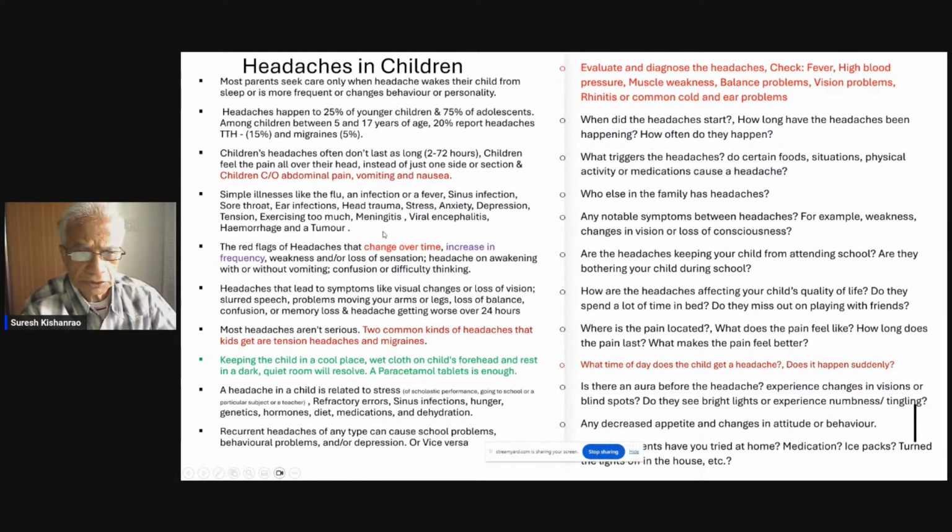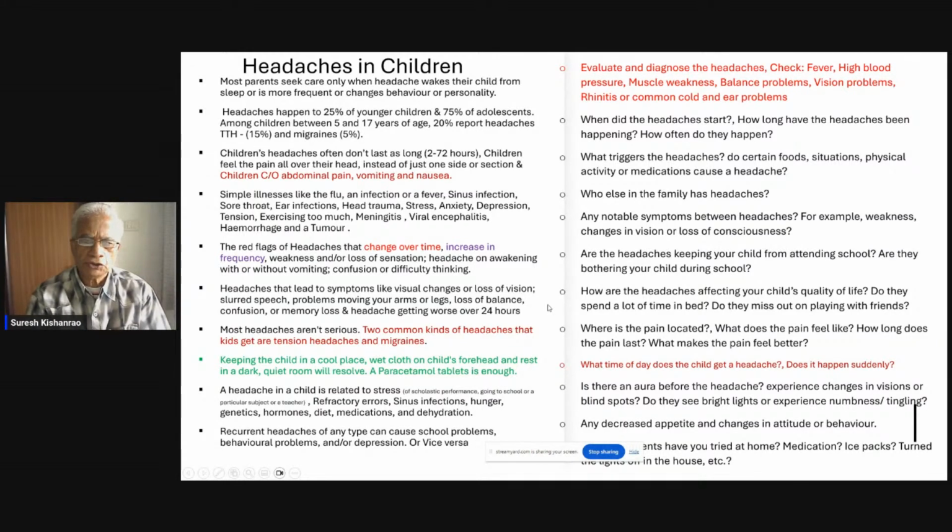Some secondary headache causes among children are usually sinus infections, sore throat, ear infection, stress, anxiety, which we already told. Very rarely, hemorrhage and tumor in the head. The red flags for children, you need to look at the frequency, weakness or loss of sensation, and headache on getting up in the morning, with or without vomiting, confusion or difficulty in thinking. These are warning signs in children. Better refer them to a pediatric specialist.